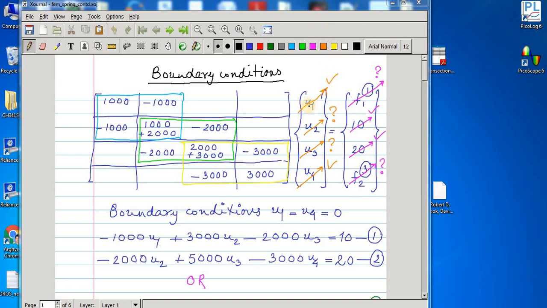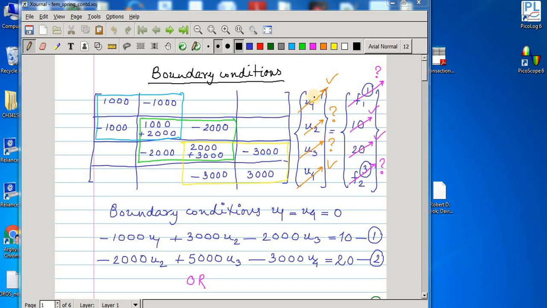Now you must have noticed that U1 is fixed as 0. U4 is fixed and it's also 0. And these are F1 at 1 and F2 at 3. These are the reaction forces acting on the spring. This is for spring number 1, the reaction force acting at the left end of spring number 1, and this is the reaction force acting on the rightmost spring at its right node, or right degree of freedom rather. And these were the applied forces.